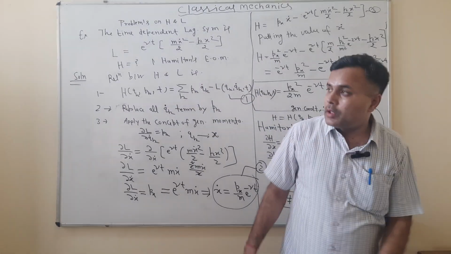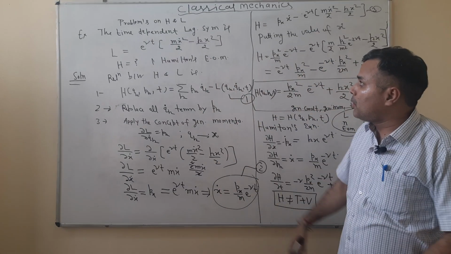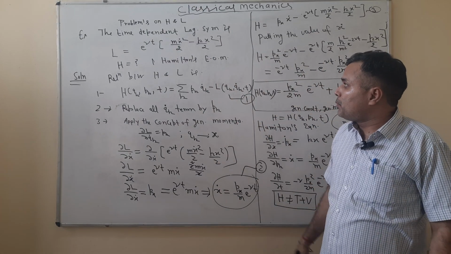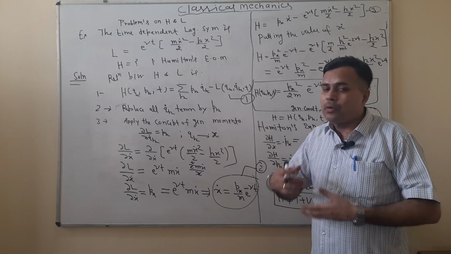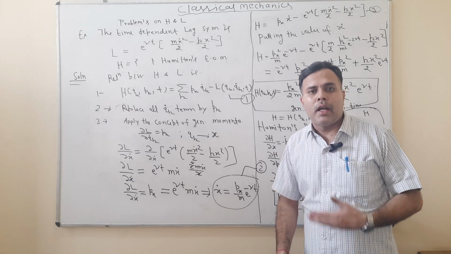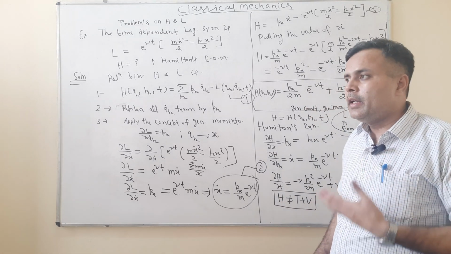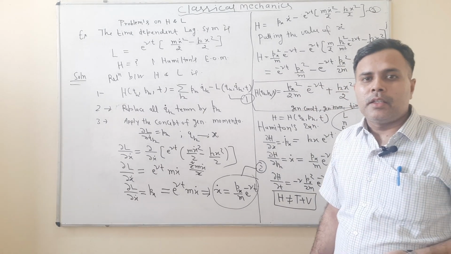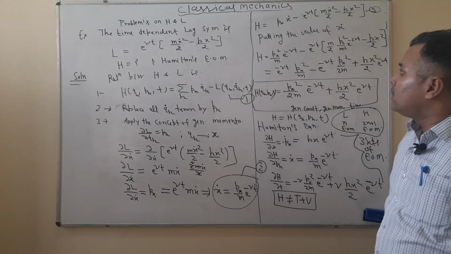So with the help of this example, we can understand how to set up a Hamiltonian, or Hamilton's equations, for a given time dependent Lagrangian. And I think that's all about this example.